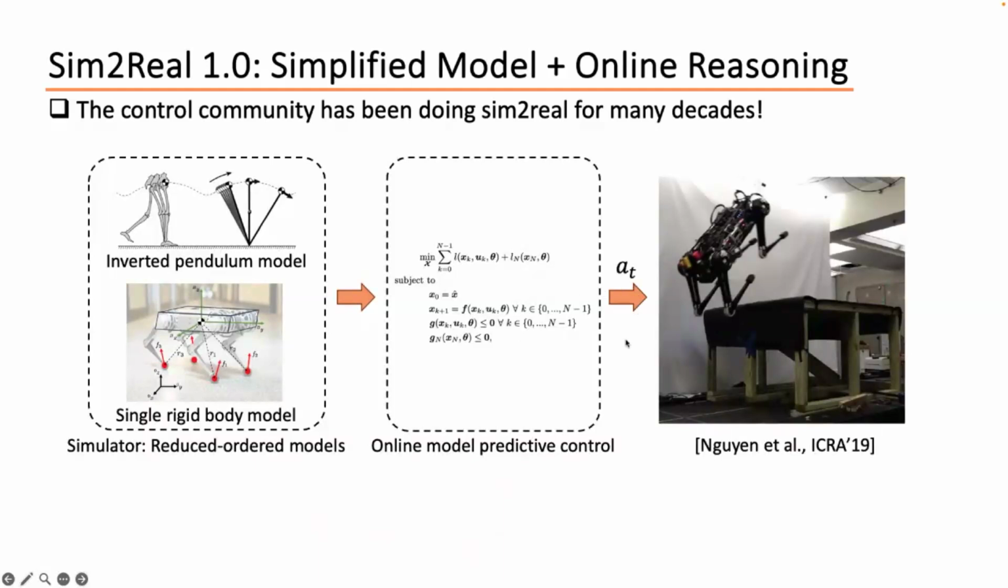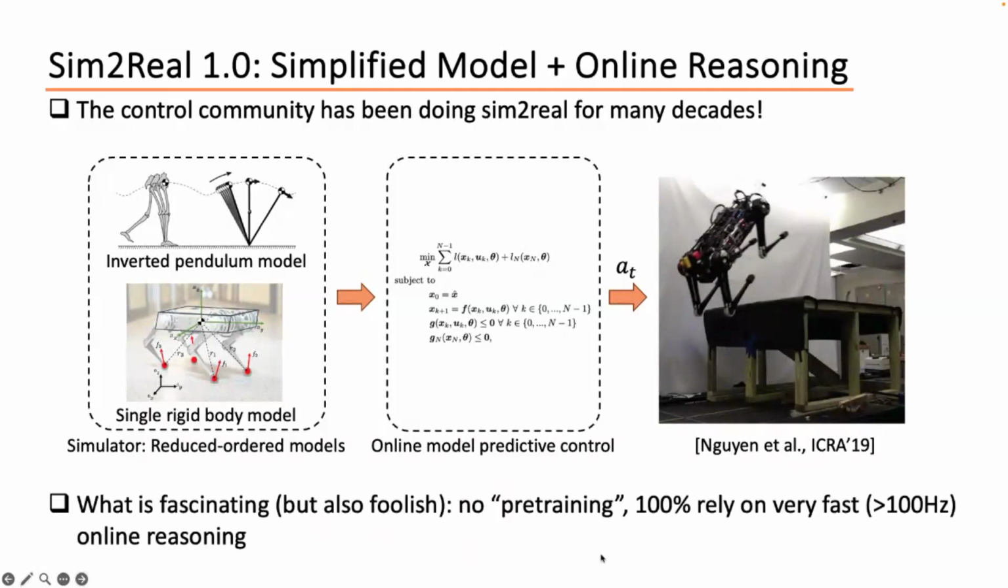and we directly execute this action AT on the robot, right? That gives you a lot of impressive results. This is just one example. This is MIT Cheetah jumping onto the table. This is exactly doing what I said: simplified model, online reasoning.